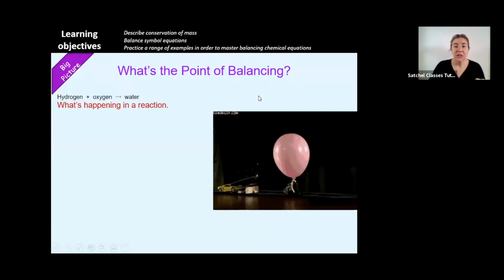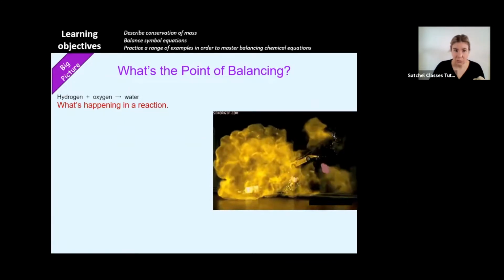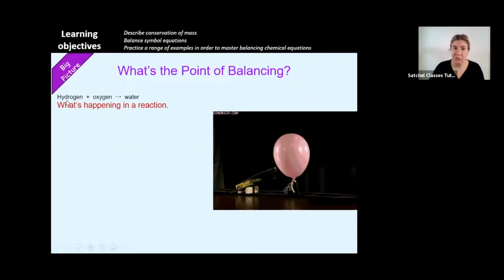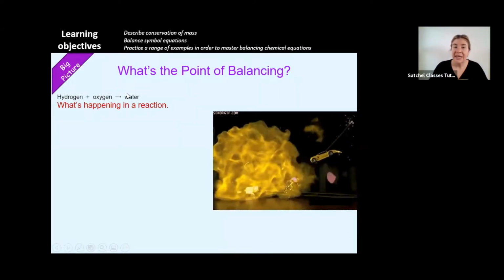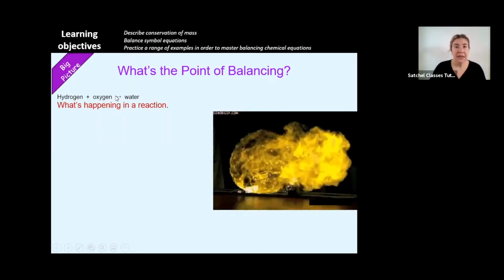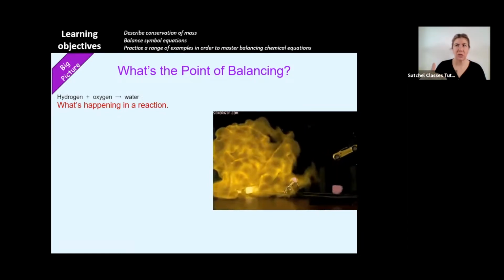All right. So very quickly, I'm going to talk about what is the point of balancing. All right, so say if you had this word equation. So in chemistry, we call this a word equation. Hydrogen plus oxygen gives water. It has to be an arrow, okay? It's not an equal sign. In maths, obviously, you have equals, and it's because 2 plus 2 equals 4.